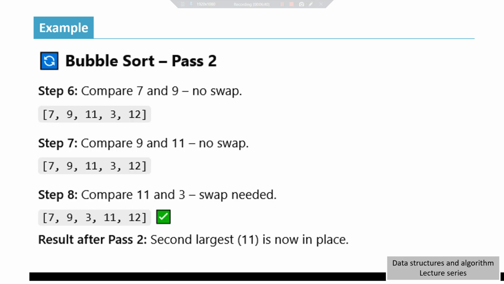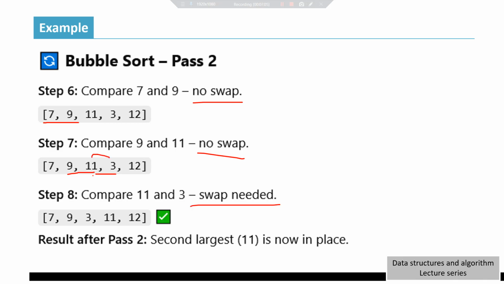For pass 2, again we will start with the first two numbers. If the first is lesser than the second, no swap is needed. Then we will compare 9 and 11. Again, no swap is required. Then we'll compare 11 and 3. Right? So in this case, a swap is needed.